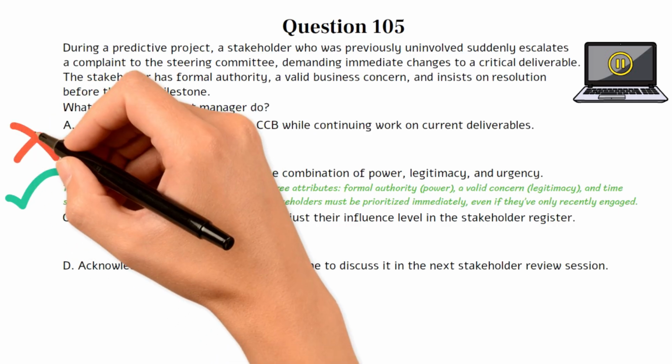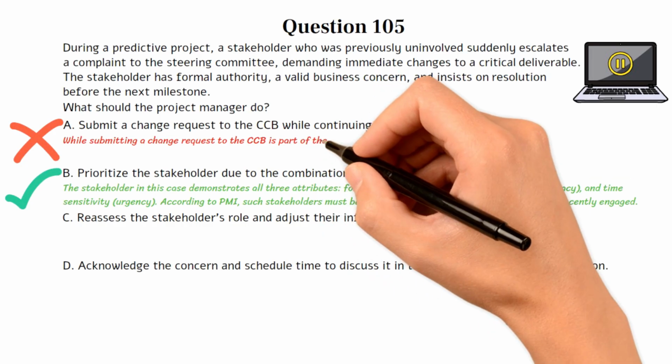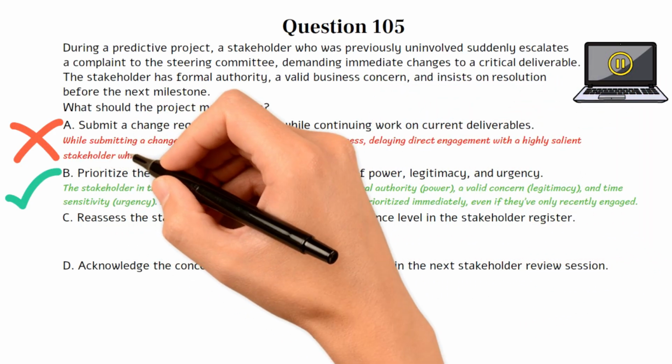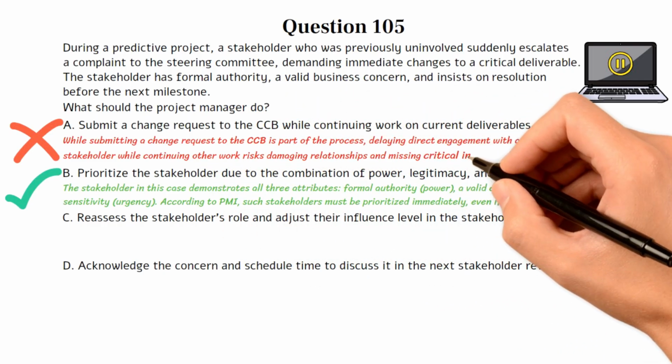Choice A is incorrect. While submitting a change request to the CCB is part of the process, delaying direct engagement with a highly salient stakeholder while continuing other work risks damaging relationships and missing critical input.